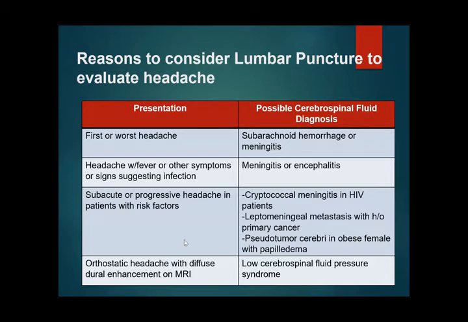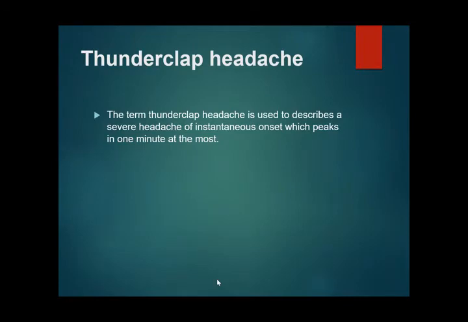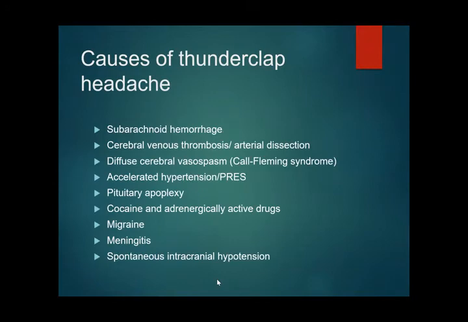Accelerated hypertension or PRES, that is posterior reversible encephalopathy syndrome, which occurs in hypertension, and when the accelerated hypertension is associated with certain MRI findings, radiological findings, then we call it PRES. If it is without that, then this is simply accelerated hypertension. Pituitary apoplexy, when there is hemorrhage in a pituitary adenoma, it can also cause thunderclap headache, and it can give rise to various findings like various cranial nerve abnormalities, and altered consciousness can also occur. Patient can develop renal crisis, they can go in shock, and they can develop hypoglycemia.